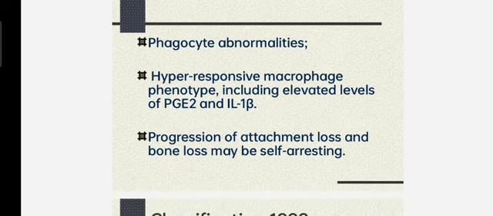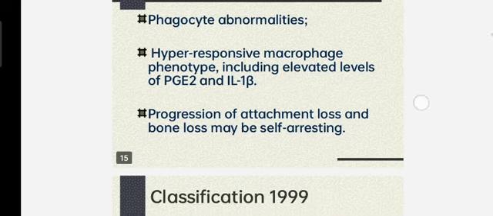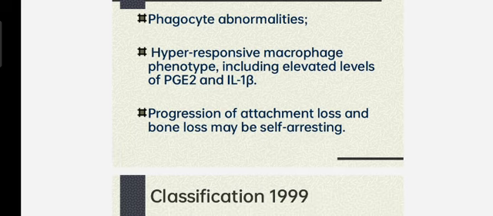Hyper responsive macrophage. If the macrophage is hyper responsive, and in relation to very small stimuli it gets hyperactive and secretes a large amount of prostaglandin E2 or interleukin, then this prostaglandin, once activated, will lead to the activation of multinucleated osteoclasts, and these multinucleated osteoclasts will lead to resorption of bone, similar to interleukin 1 beta. So if the macrophage is producing an excess amount of prostaglandin, then the disease will be very severe.